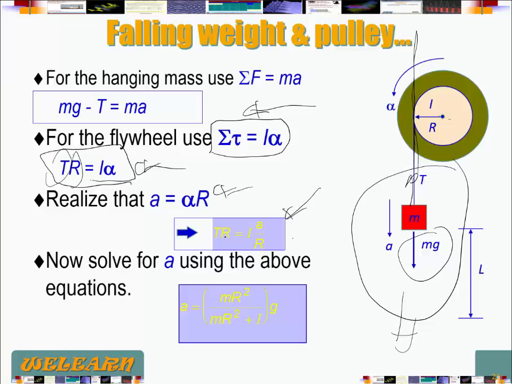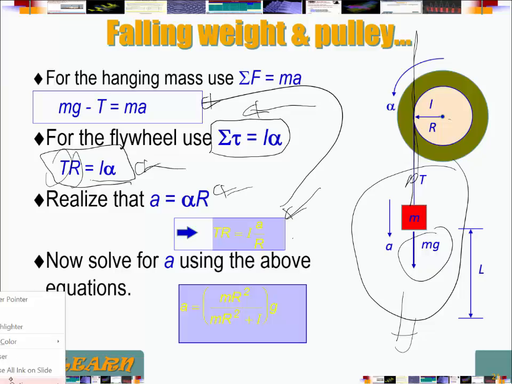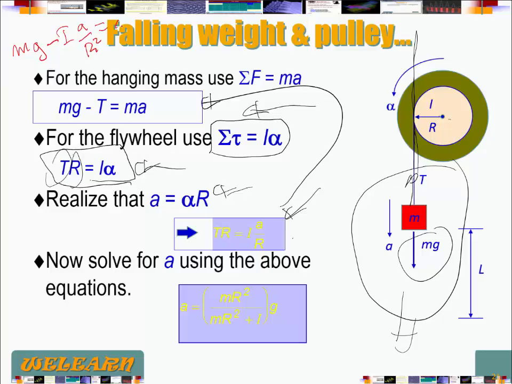And then what we do is solve for T here. T is equal to I A over R squared, and plug it in the first equation here. Let me use a different color. So if we do that, it's going to be mg minus T, which is I A over R squared, and that's equal to m a.